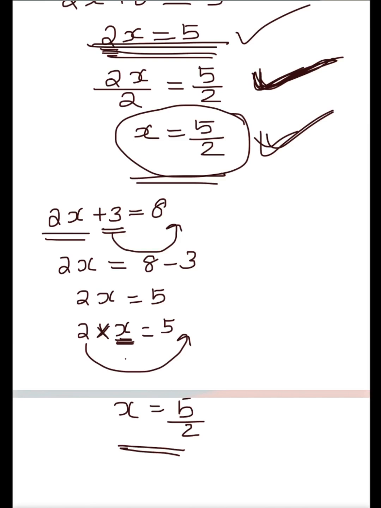In an equation, if an addition is going from one side of the equal sign to the other, it will turn into negative. If a minus sign is going from the left hand side to the right hand side, it will turn into plus. And if a multiplication is going to the right hand side, it will turn into division.